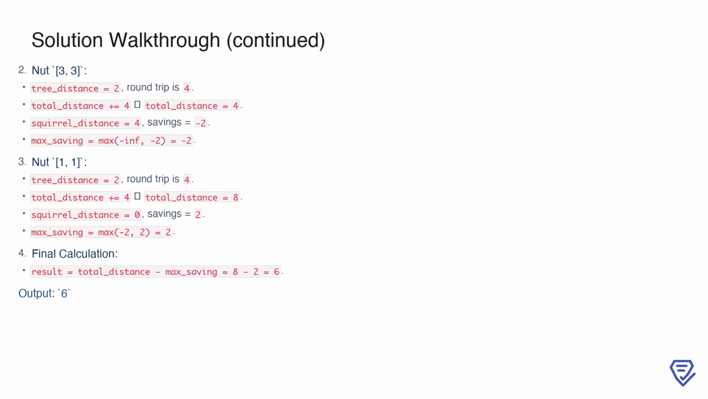Finally, we calculate the result as total_distance minus max_saving. With a total_distance of 8 and max_saving of 2, the result is 6. Thus, the output in this case is 6.